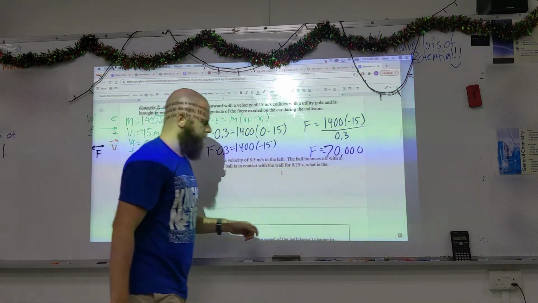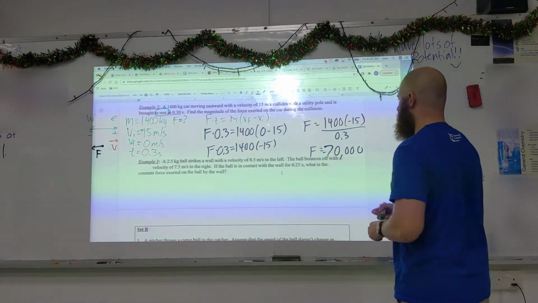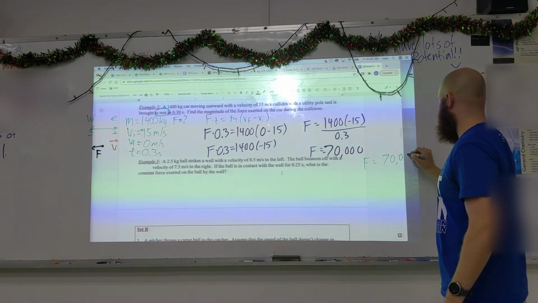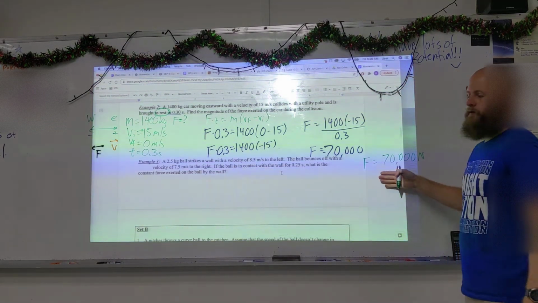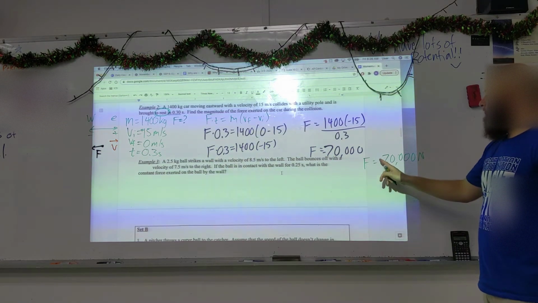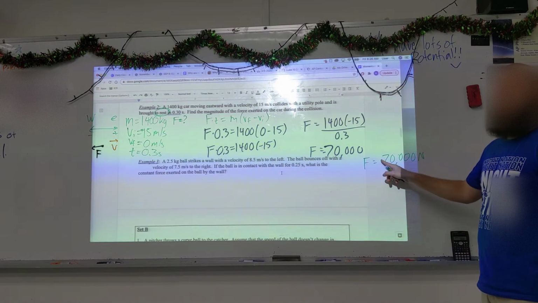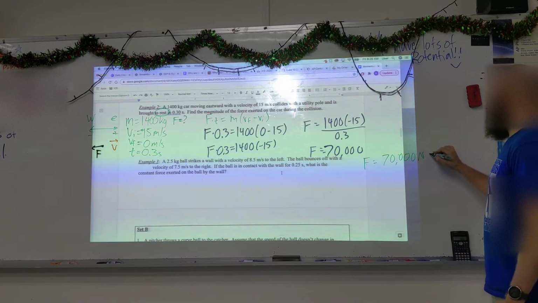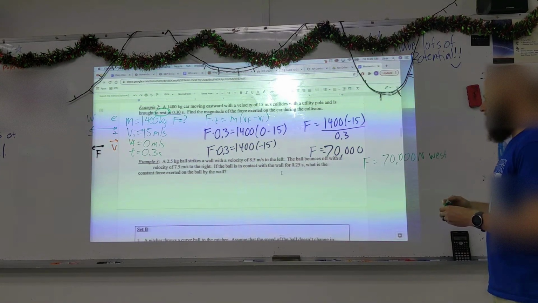So the best way to usually write this then is to say F equals 70,000 newtons, and then just give the direction. Remember, I don't want a double negative, so I don't want a negative and a west because that really means east. So I'll just say 70,000 newtons west. Okay, and that's my final answer.